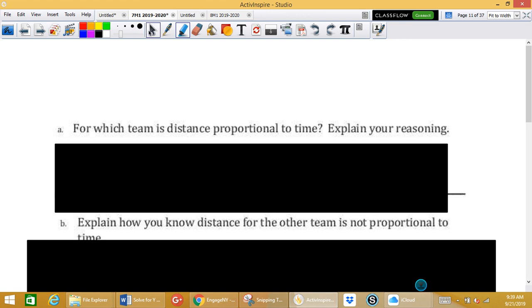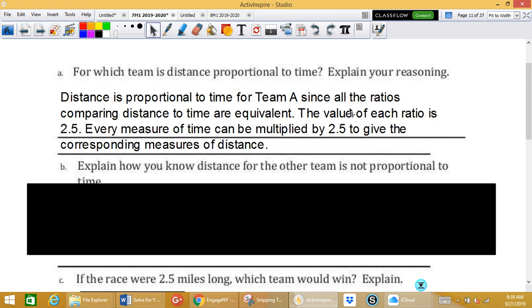For which team is the distance proportional to time, and explain your reasoning. Distance is proportional to time for Team A since all the ratios comparing distance to time are equivalent. The value of each ratio is 2.5. Every measure of time can be multiplied by 2.5 to give the corresponding measure of distance.